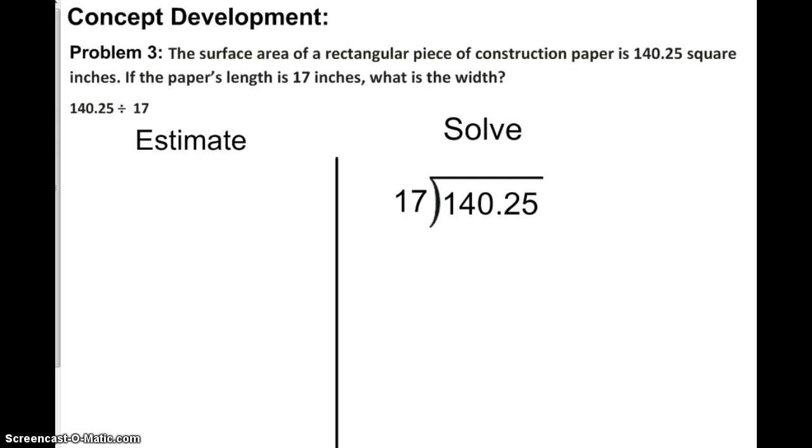Next one. The surface area of a rectangular piece of construction paper is 140 and 25 hundredths square inches. If the paper's length is 17 inches, what is the width? And then you need to solve it. So you go right ahead and do that, and when you come back, I'll have the work done for you and you can check it.